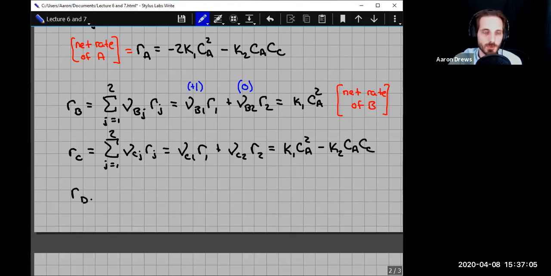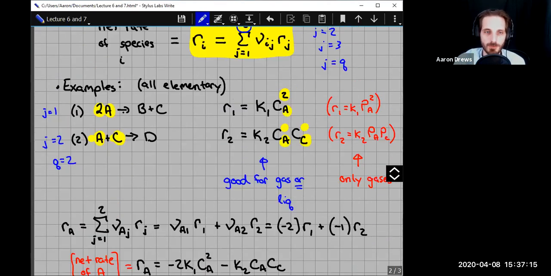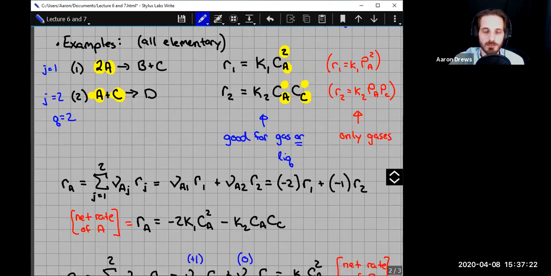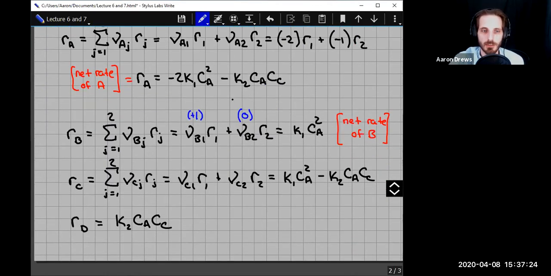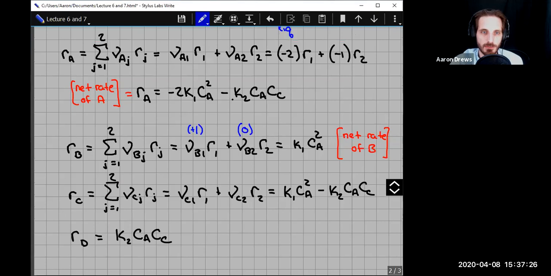And we'll just write the last one. I'll leave this for you to check on me. K2 CA CC is the net rate for D, right? The net rate for D can't have any dependence on the rate of reaction 1 because it doesn't take place in reaction 1. So it can only depend on reaction 2. And so these are all of our net rates of A, B, C, and D. Net rate A, net rate B, net rate C, net rate D.